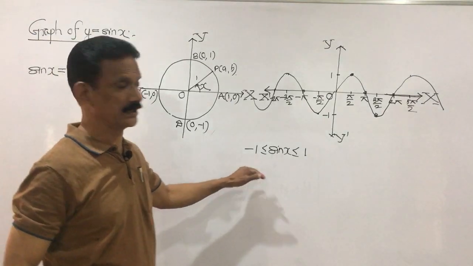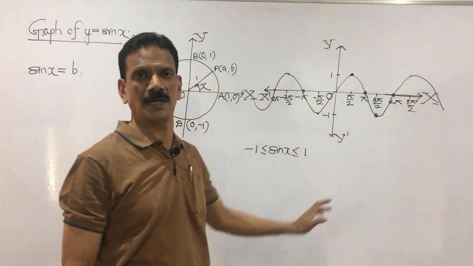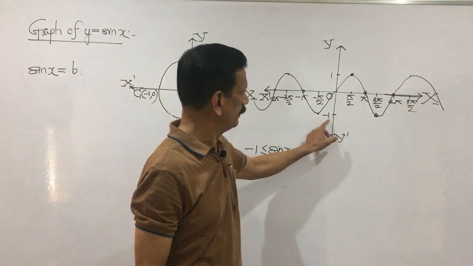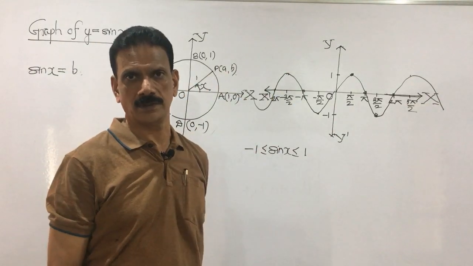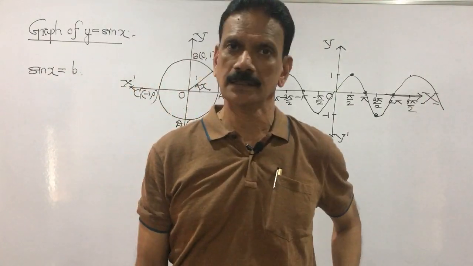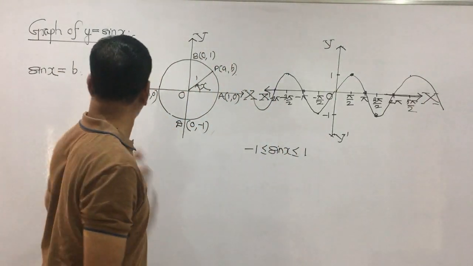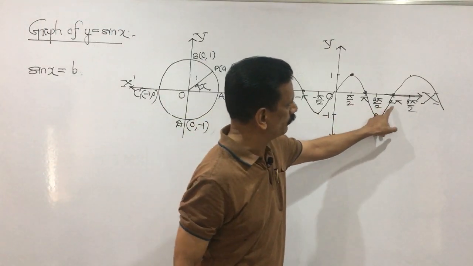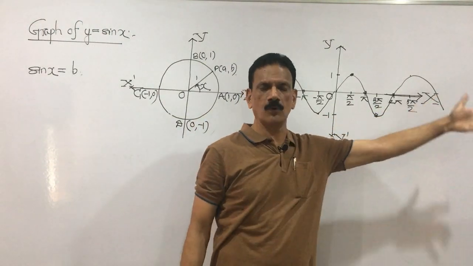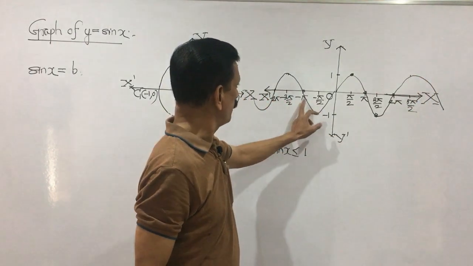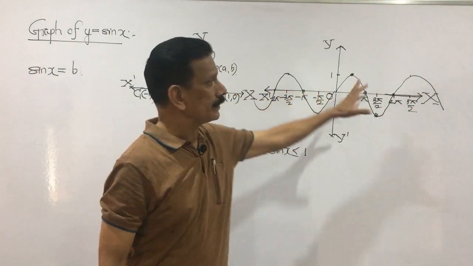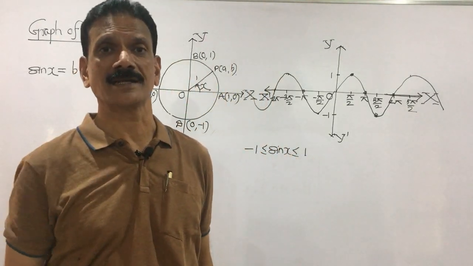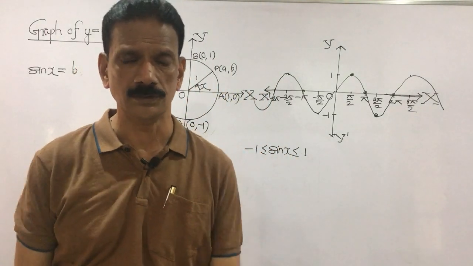So it never exceeds plus 1 and minus 1. It lies between, its maximum value is plus 1 and minimum value is minus 1. I hope my dear friends you are understanding. So remember my dear friends, sin n pi is always 0, and you see here pi, 2 pi, 3 pi, 4 pi, 5 pi, minus pi, minus 2 pi. The curve is intersecting the x-axis, because any point on the x-axis its y coordinate is 0.